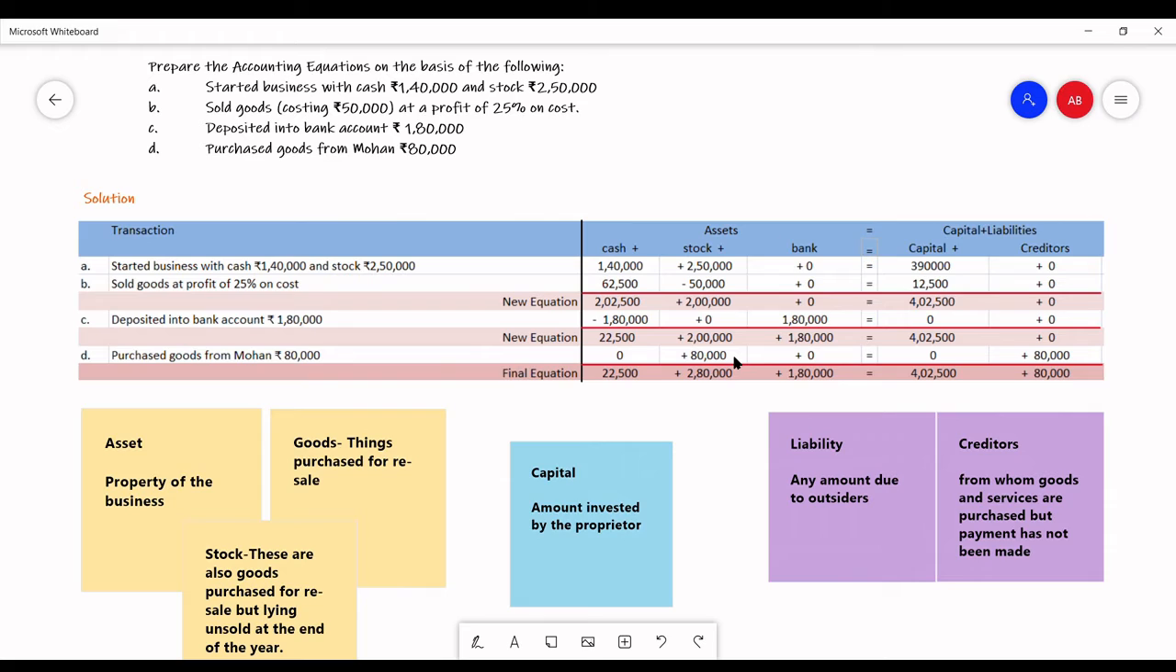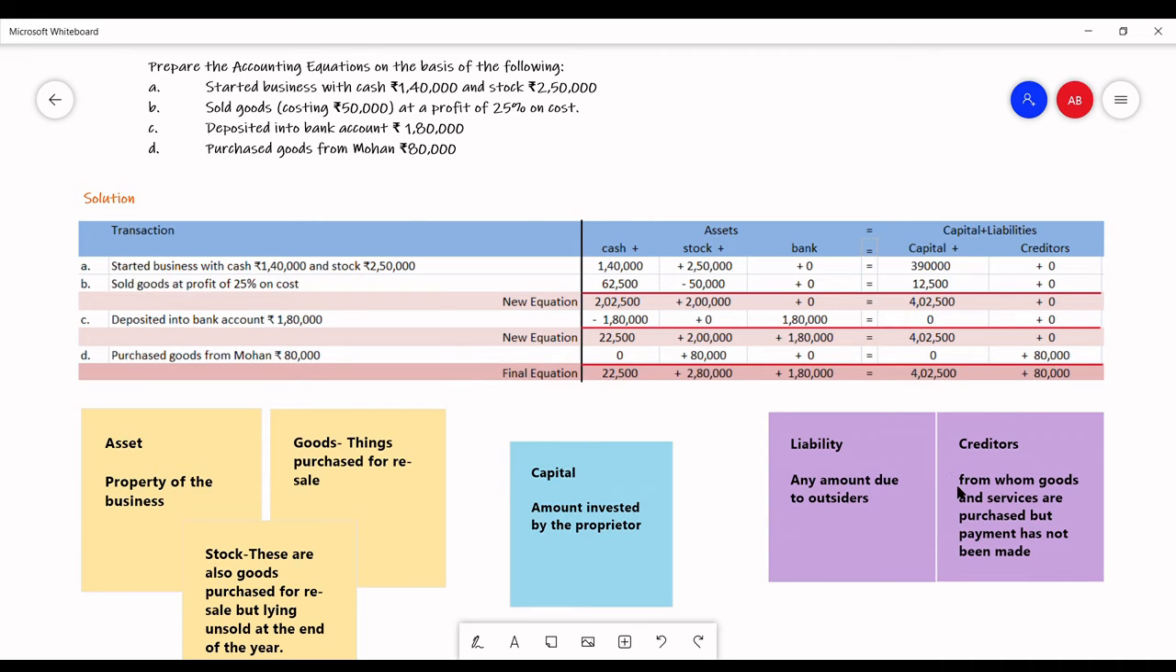Now, as it is said that I purchased goods from Mohan, it's not said that I have paid him, nowhere is it mentioned in cash, but Mohan's name is mentioned. That means I have purchased the goods on credit. I have not made any payment to Mohan as such. So my cash balance remains unaffected here and I have added 80,000 to creditors. Mohan being a creditor, I have added this amount to my creditors.